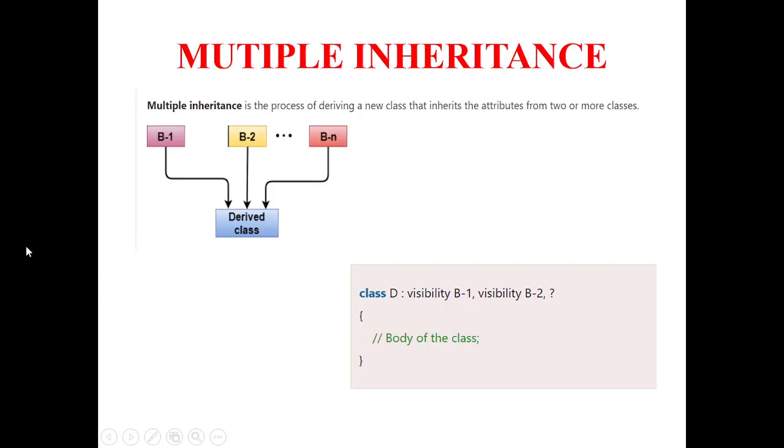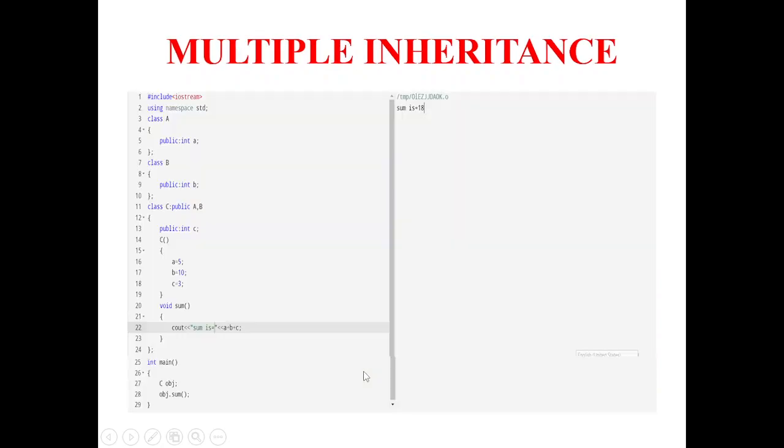Next, multiple inheritance. Multiple inheritance is a process of deriving a new class that inherits the attributes of two or more classes. So it will be having n number of parents. So class, that is a derived class, so it's your protected, public or private, and the base class 1, base class 2, and the comma operator is used for the separation of these base classes, and it continues, and will be having open curly braces and close curly braces. Now let us see the example of multiple inheritance.